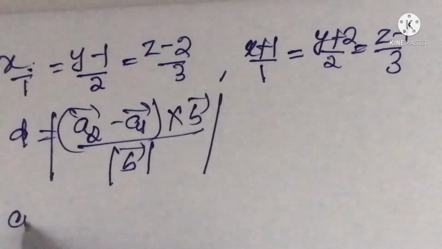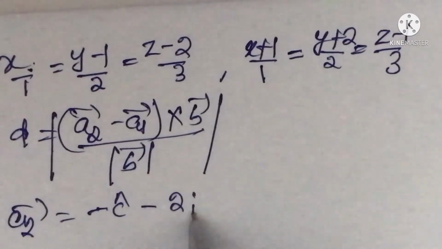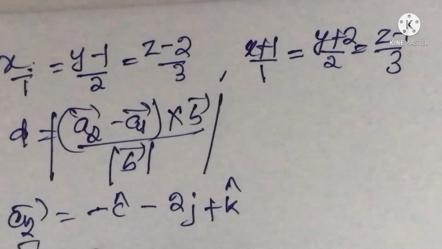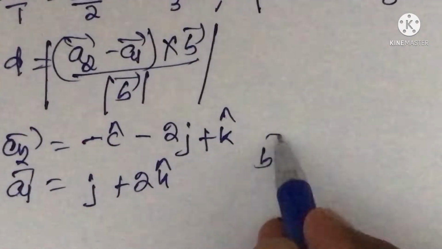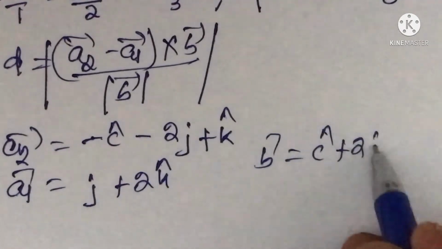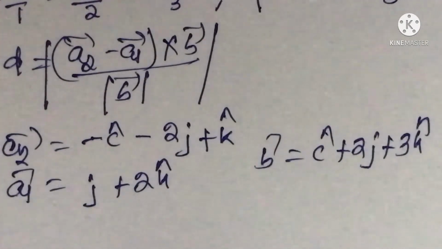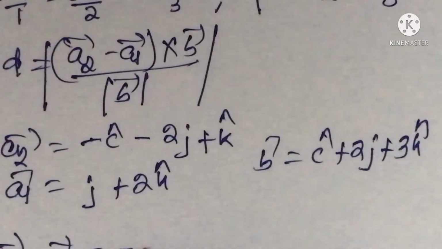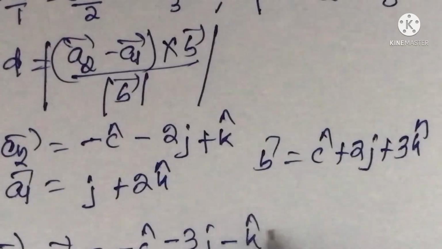Here a2 vector is equal to minus i minus 2j plus k. a1 vector is equal to 0i plus j plus 2k. b vector is equal to i plus 2j plus 3k. Now a2 minus a1 vector is equal to minus i minus 3j minus k.